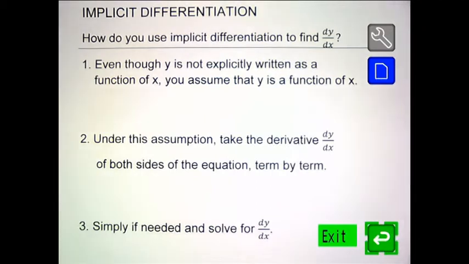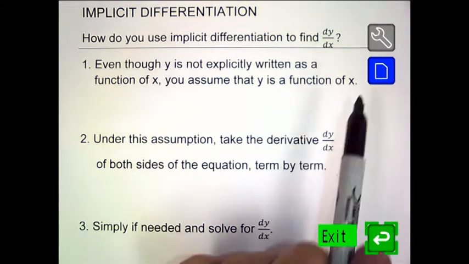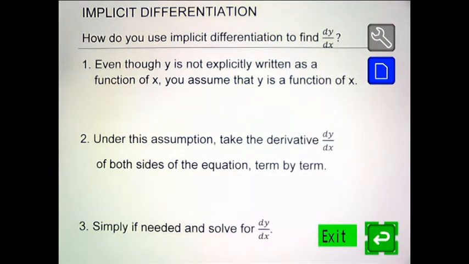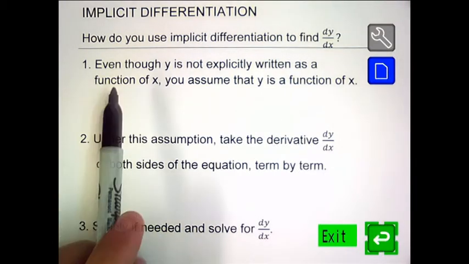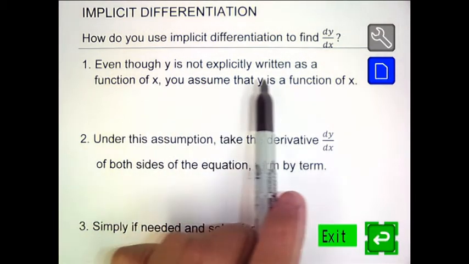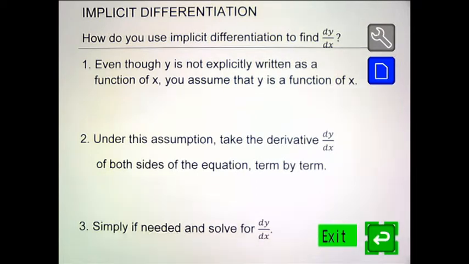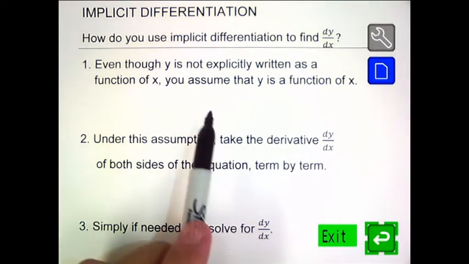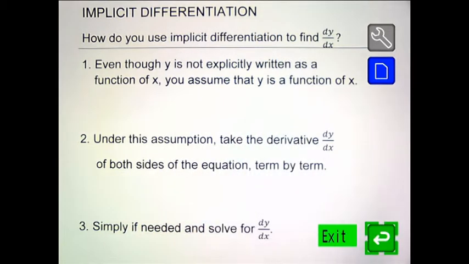Now I want to say something about how you do it. How do you use implicit differentiation to find the derivative dy over dx? It's basically a three-step process. Right now I don't want you to get caught up in all the details, but basically understand the big picture idea. There are three basic steps. First, even though y is not explicitly written as a function of x, like the second column of equations that I was showing you earlier, you do make the assumption that y is some function of x.